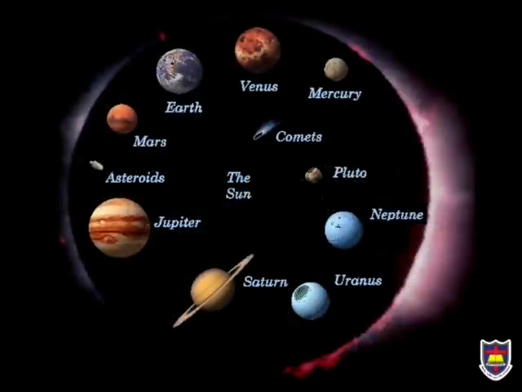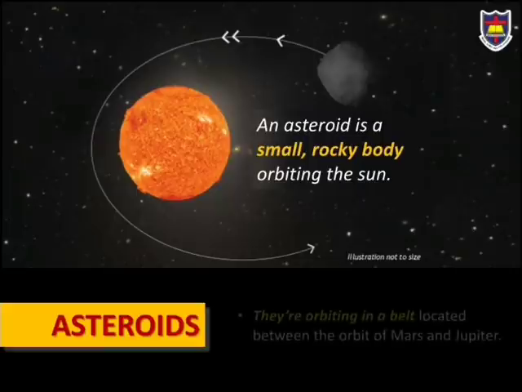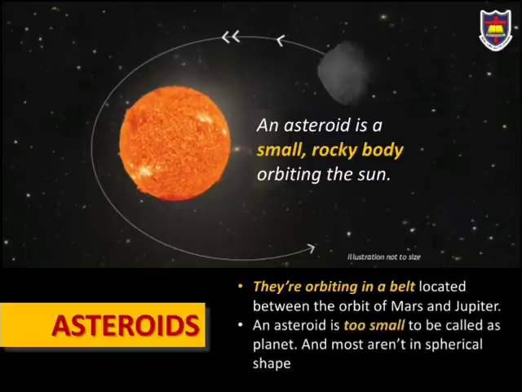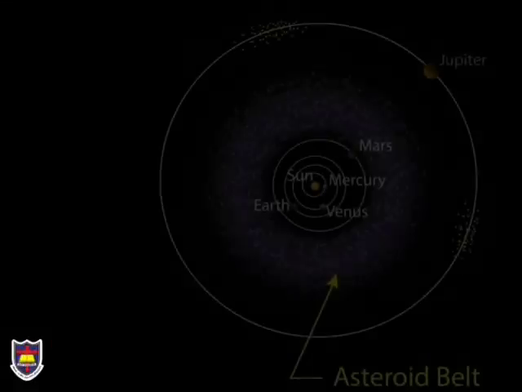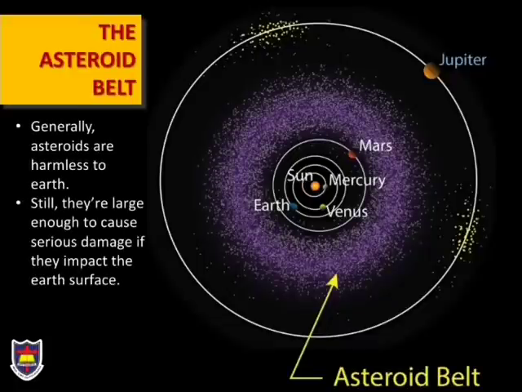Next, we will continue to study about asteroid. An asteroid is a small, rocky body orbiting the Sun. They are orbiting in a belt located between the orbit of Mars and Jupiter. An asteroid is too small to be called a planet, and most aren't in a spherical shape. In the asteroid belt, generally asteroids are harmless to the Earth. Still, they are large enough to cause serious damage if they impact the Earth's surface.